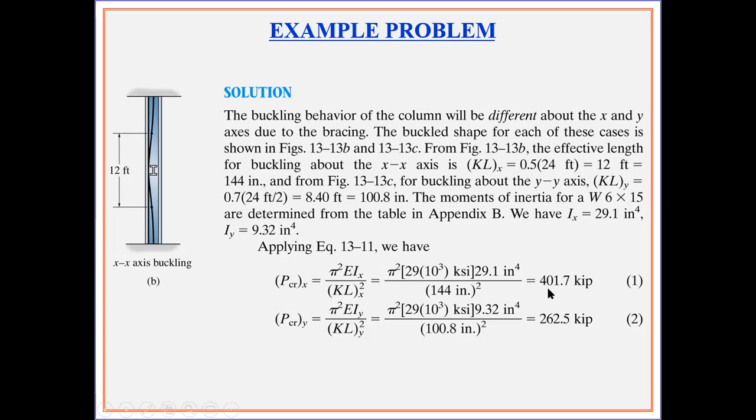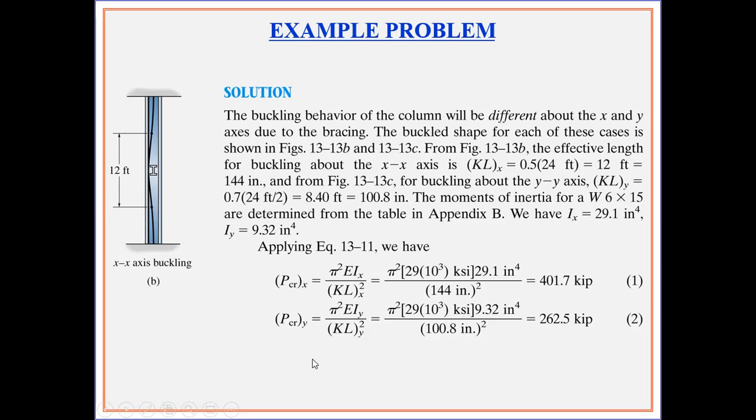अगर हम ये देखें कि 401 किप लोड हम इसके ऊपर डाल दें, तो ये कॉलम लेगा ही नहीं, because it would have been already yielded in the other direction with a load of 262 kips. So it would have been already yielded in this load. So in other words, it means that the maximum load carrying capacity of this column is 262.5 kips.